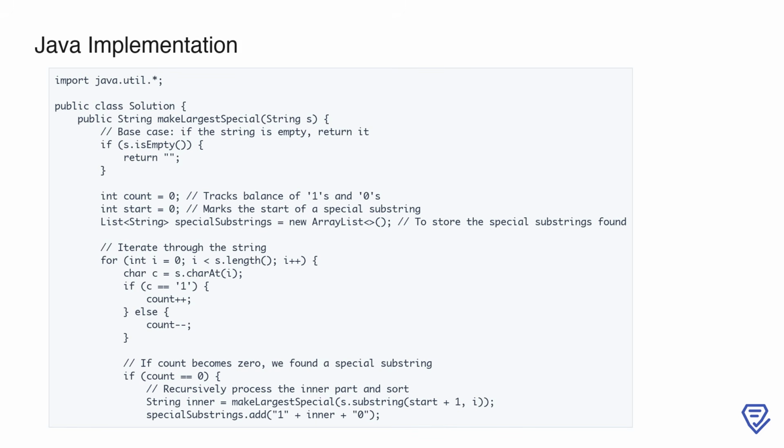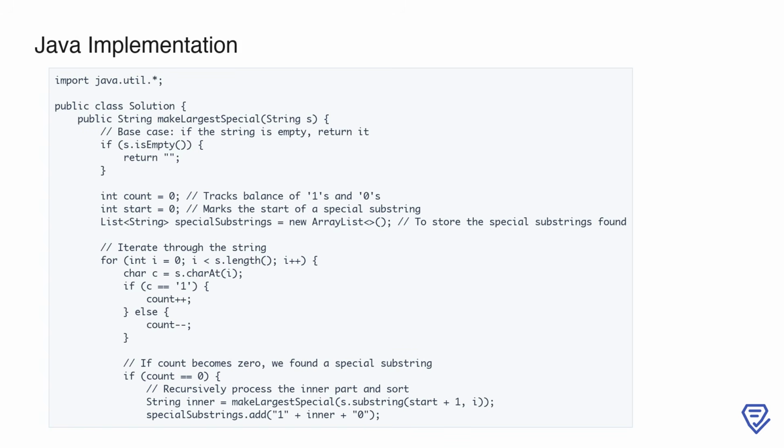The logic for finding these substrings begins with a loop through each character of the string. For every 1, we increment the count, and for every 0, we decrement it. When the count becomes 0, it means we have encountered a valid special substring. At this point, we recursively process the inner portion of this substring, excluding the outermost 1 and 0, by calling the makeLargestSpecial function on it.